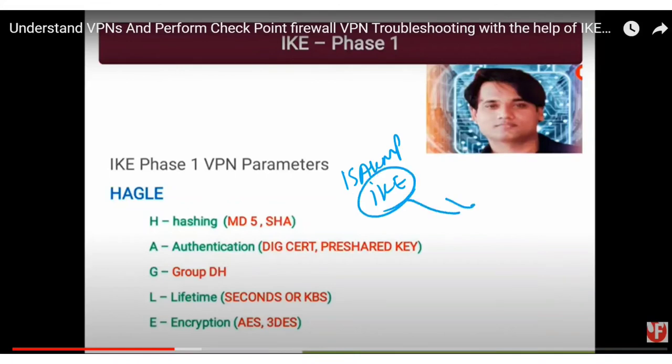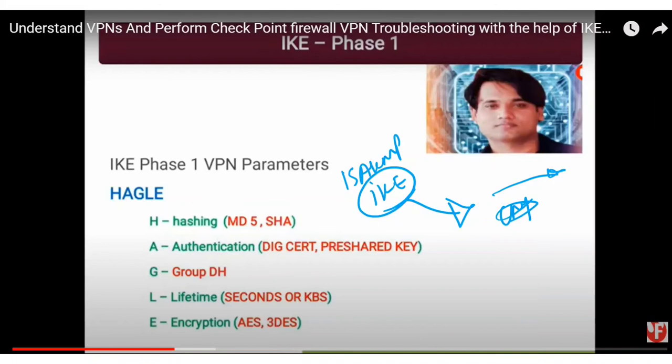And when we talk about IKE, Internet Key Exchange protocol, how IKE works, what parameters it takes to the other side, how you can do the encryption and everything, that is what I have explained with this. This is not a terminology defined somewhere which you need to use. It is just a mnemonic given for this. So H stands for hashing, A stands for authentication, G stands for Diffie-Hellman group, L stands for lifetime, E stands for encryption.